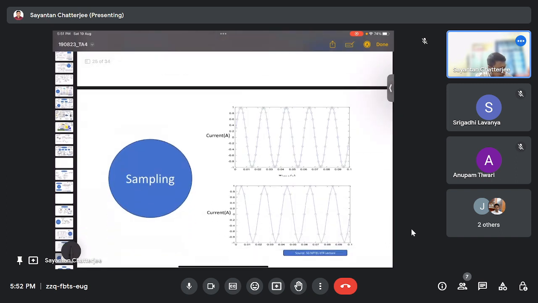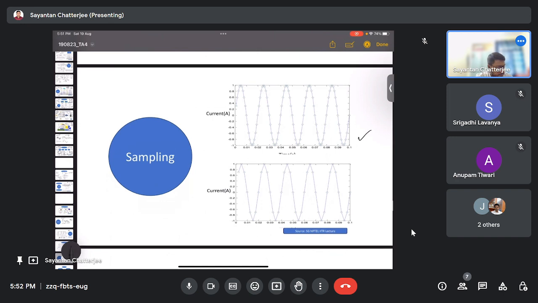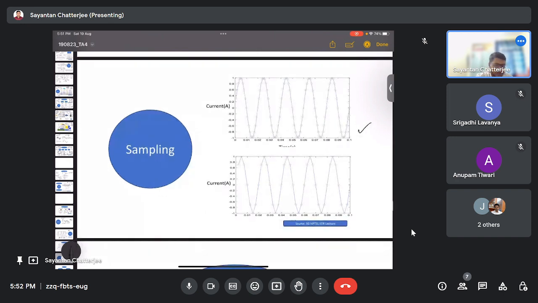And this is the sampling. If we take a faster sampling rate, meaning a higher sampling rate, it would lead to proper reconstruction of the signal itself, whereas if we take a slower sampling rate, the signal would be distorted in some fashion. It would be incorporating some harmonic components.